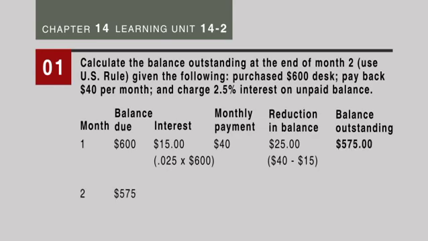So now we've got $575 for our principal. We multiply it by the same rate of 0.025, and we get $14.38 in interest. We still have a $40 monthly payment. We take $40 minus the $14.38 of interest, and we have $25.62 to reduce principal. Take the $575 balance outstanding, subtract the $25.62, and we now have a balance outstanding of $549.38.